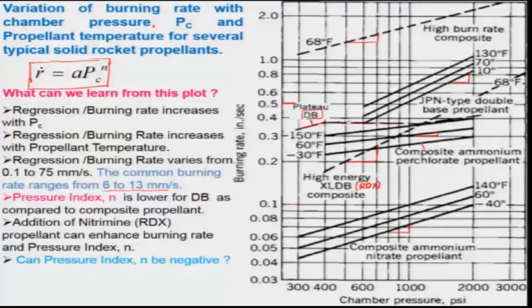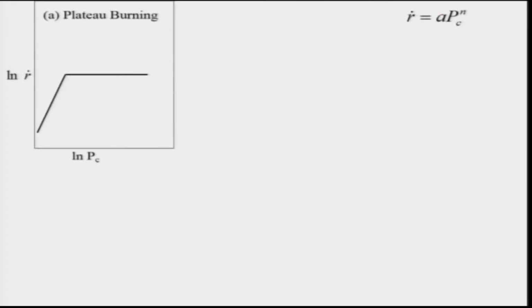The question arises whether we can have a propellant with negative pressure index. So, we will see that. We are using the St. Robert's law for this burning rate relationship with the chamber pressure. If you plot ln r with ln pc, this corresponds basically to APCP, but in this case the n is positive. In this case, n is greater than 0, a positive value, whereas n is equal to 0 is the plateau burning.